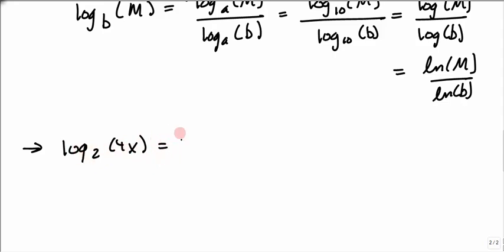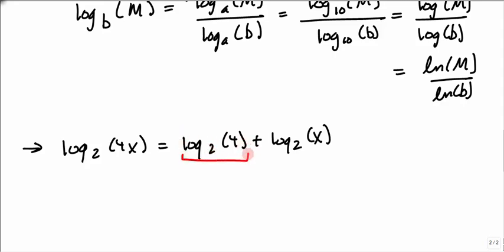This is the log of a product. The log of a product is the sum of the logs. Now the log base 2 of x I can't really do anything else with. For the other term, I can look at log base 2 of 4, and I know that there's something going on with a 2 and a 4. 2 to the second power is 4, so this simplifies to 2. So this actually equals 2 plus log base 2 of x.